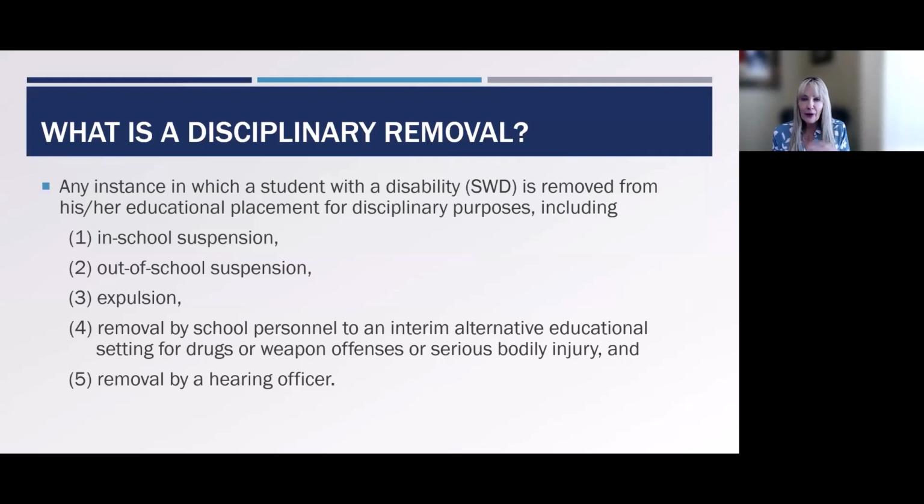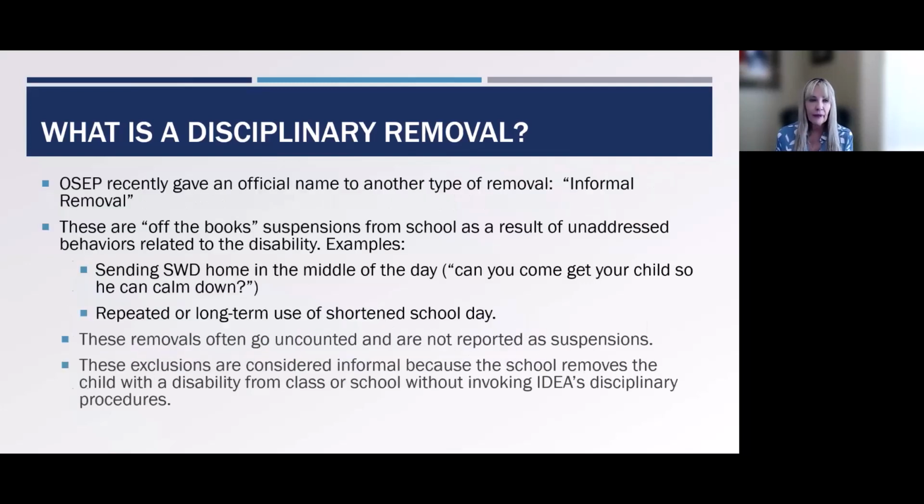All right. We have our 3 resources, but before I proceed with indicator 4, it's important to know what is a disciplinary removal. And this is any instance in which a student with a disability is removed from his or her educational placement for disciplinary purposes. This includes in-school suspensions, out-of-school suspensions, expulsions, removals by school personnel to an interim alternative educational setting, and removals by a hearing officer. But there's another type of removal that often flies under the radar, and OSEP doesn't want it to fly under the radar anymore.